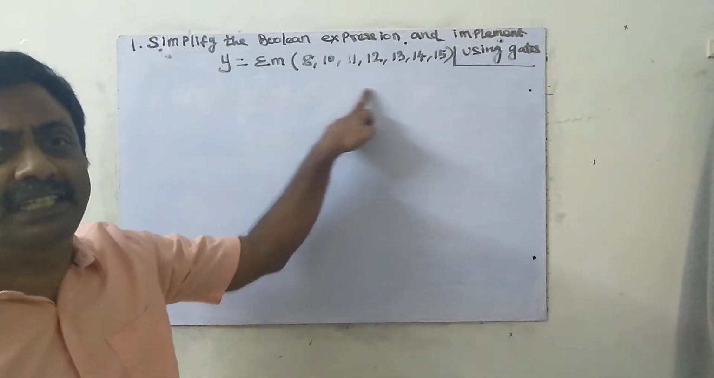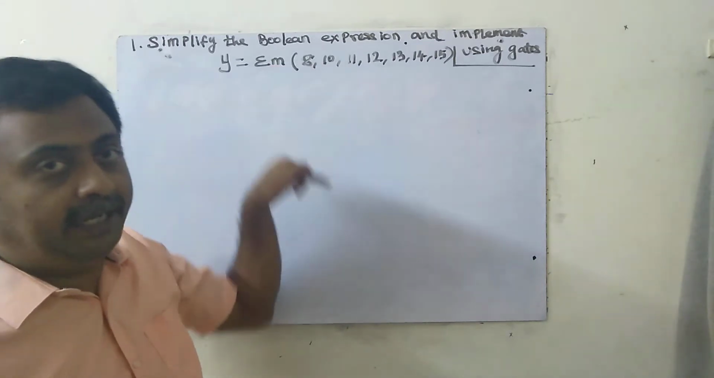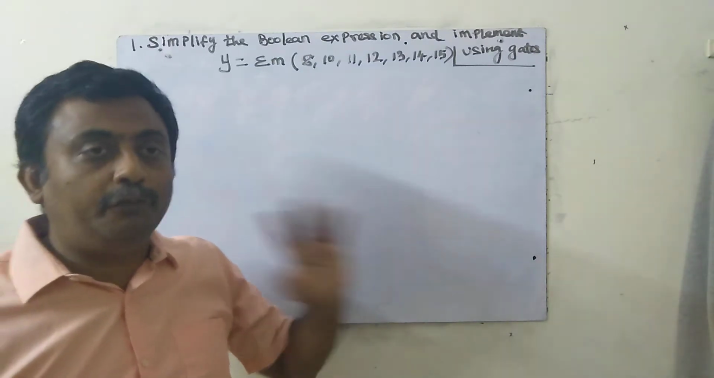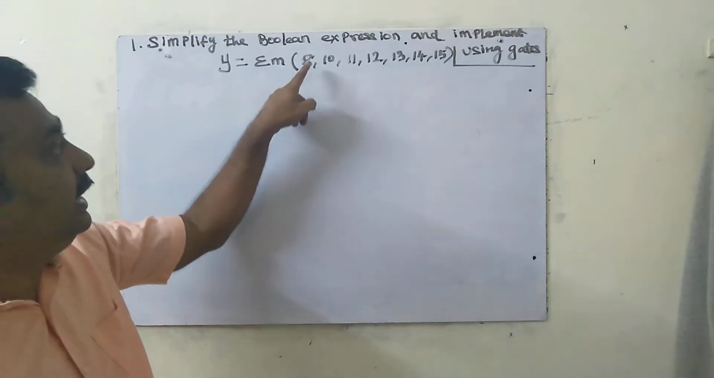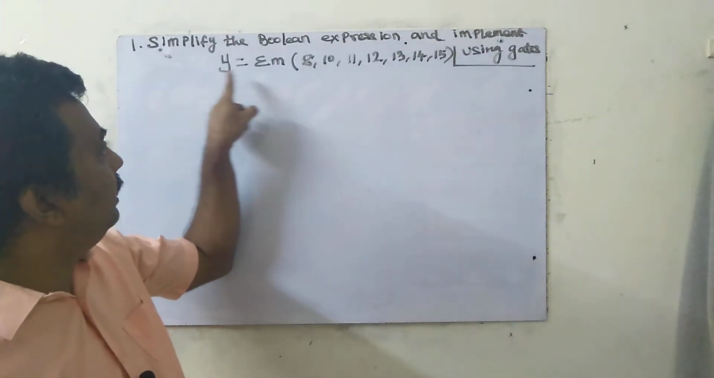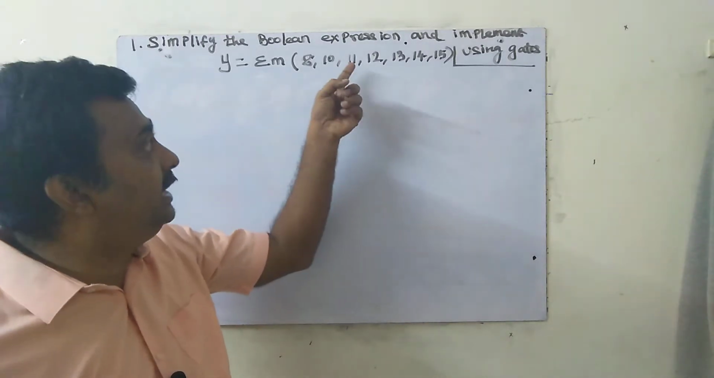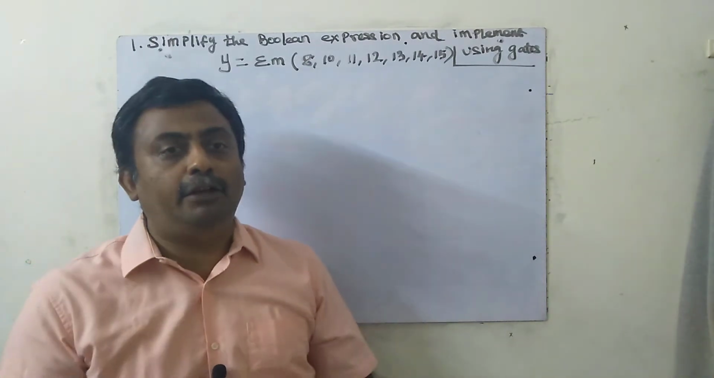What is the meaning of this? In this location, this is a decimal number, and we look at its equivalent binary number. What is the value? We need 1, not 0. Suppose it is max term, its equivalent binary number should be 0. But here, Y equal to sigma m of these decimal numbers, its equivalent binary number should be 1. For the remaining values, we have to get 0.